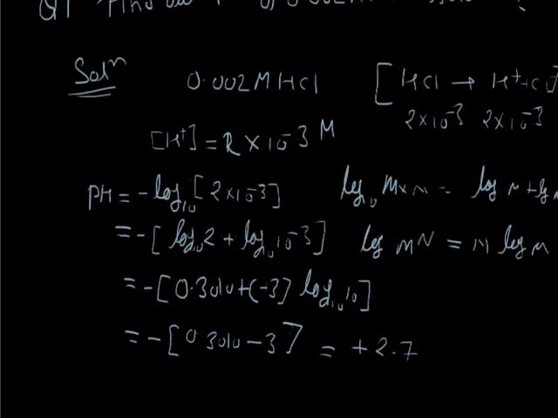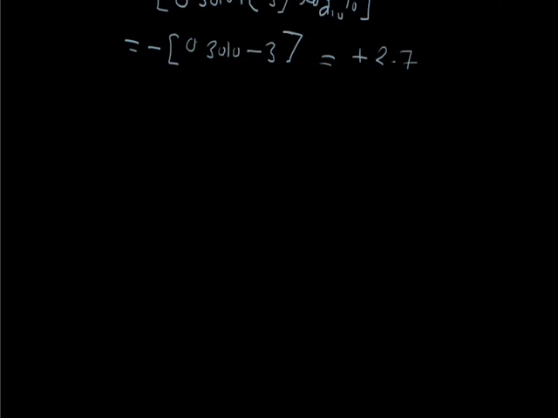Now we discuss the second question. Suppose the examiner asks to find out the pH of a solution whose molarity is 0.25 into 10 to the power minus 2 molar HCl. ठीक है. So we have to find the pH of the solution. How to solve? Let's check.